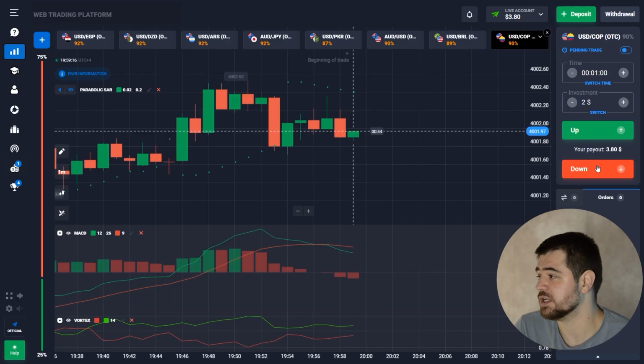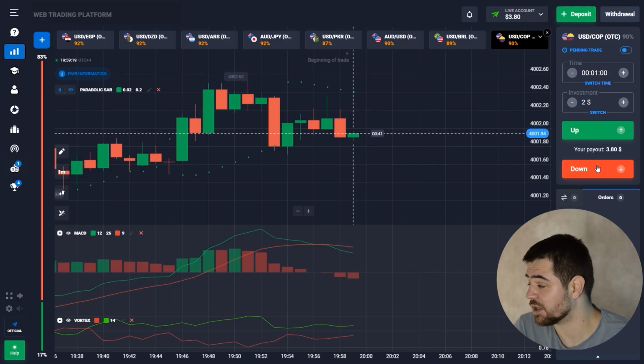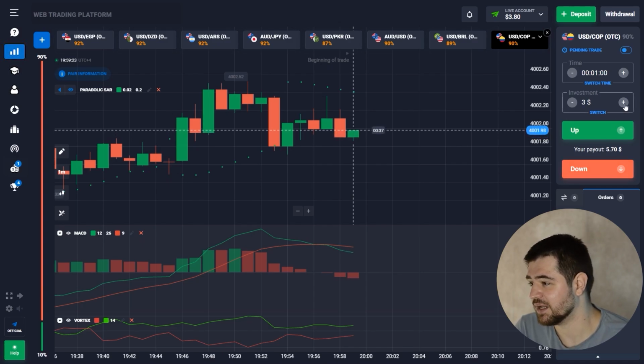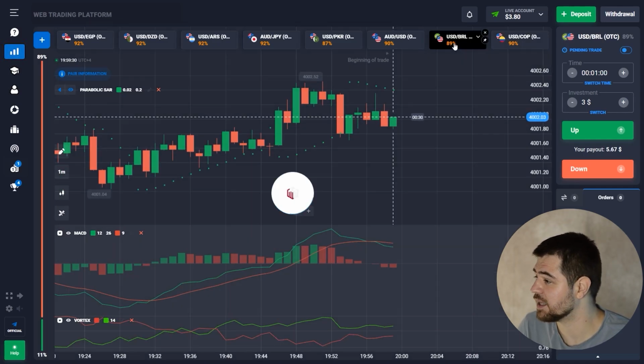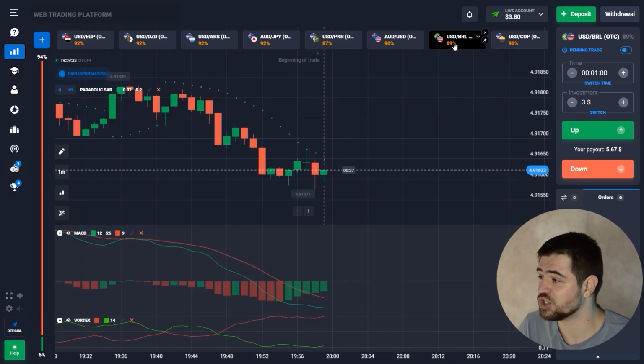Also, guys, I'm using here, as you can see, Parabolic SAR. I'm using MACD and I'm using Vortex for my indicators today.